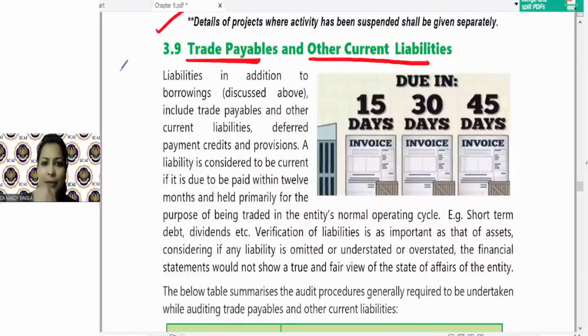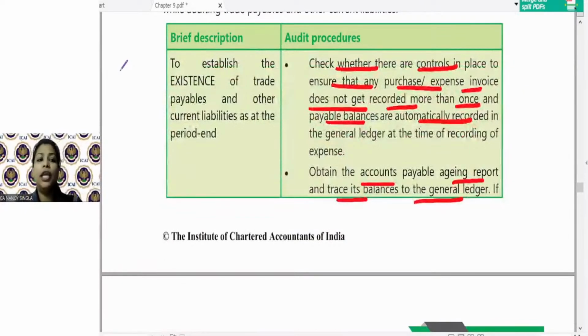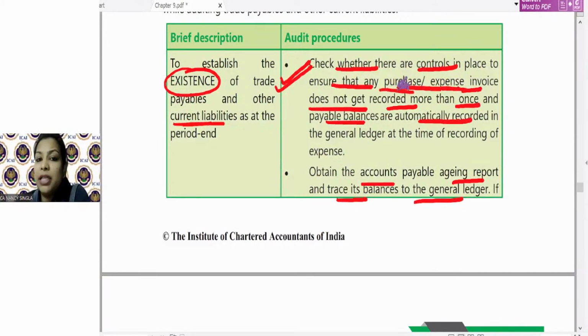What are trade payables? Creditors, right? So, in order to establish the existence, what will the auditor see? That there are internal controls over the expense invoice. So, this is talking about current liabilities also. So, the existence: the expense invoice or the purchase invoice. Purchase invoice is basically the buyer's copy of the sales invoice, right? So, these are recorded only once, and the payable is automatically recorded.